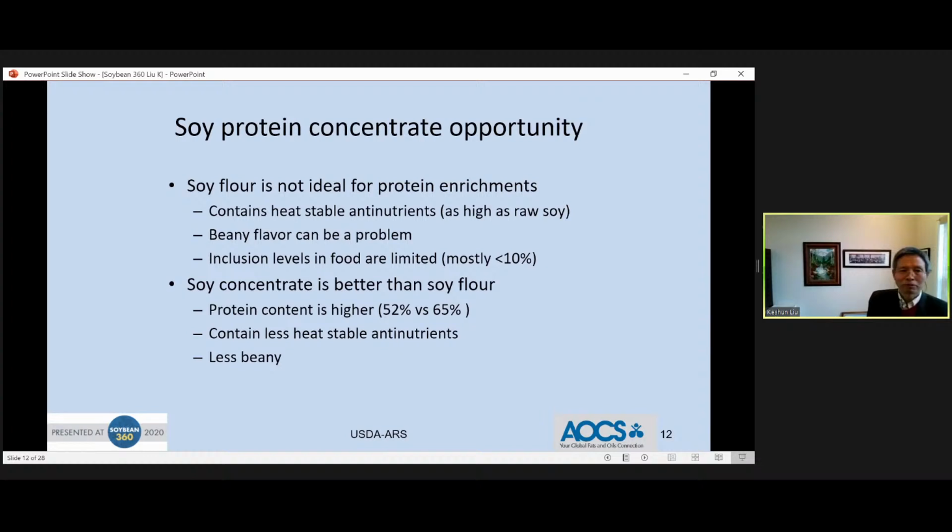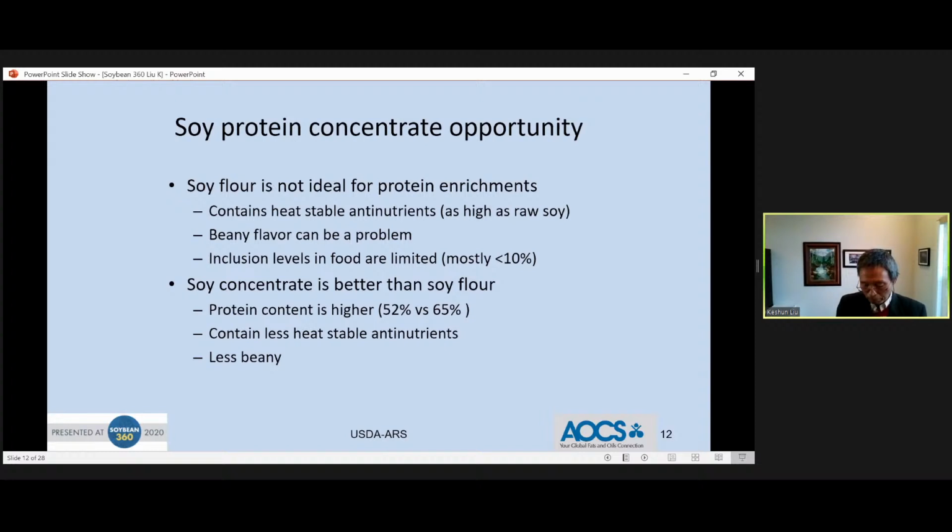We focus more in this talk on soy protein concentrate, because it has an opportunity. Soy flour is not ideal for protein enrichment because it contains heat-stable anti-nutrients such as oligosaccharides and phytate, which can cause flatus. It also has a beany flavor. So the inclusion level in food products is limited, mostly less than 10%. In comparison, soy protein concentrate is better than soy flour because the protein content is significantly higher, and it contains fewer heat-stable anti-nutrients and less beany flavor.